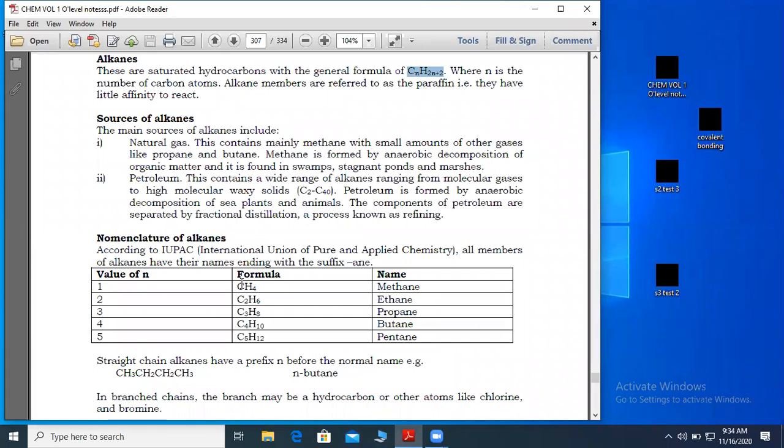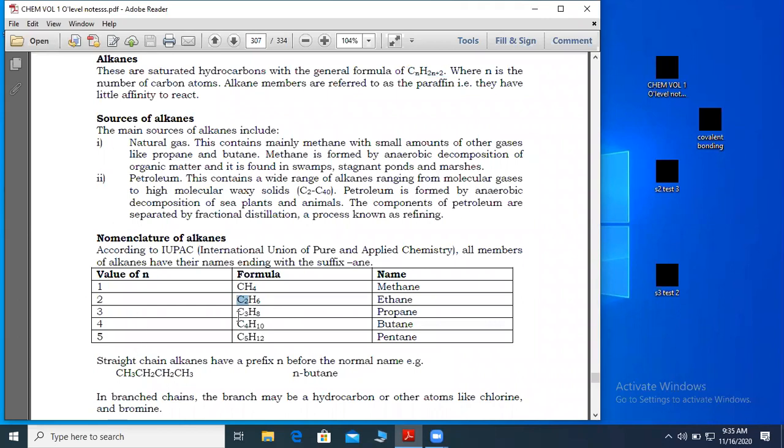How are we getting CH4? We are saying the first alkane, the value of N is 1. So we put it in the formula and we get C1H2 times 1, because N is 1, plus 2, and it gives us 4. Now, when N is 2, we get C2, but the hydrogens will be 2 times 2, which is 4, plus 2, which is 6, and that is ethane.